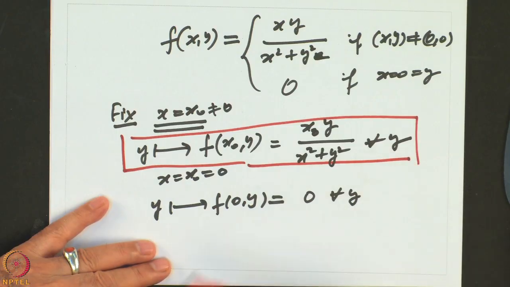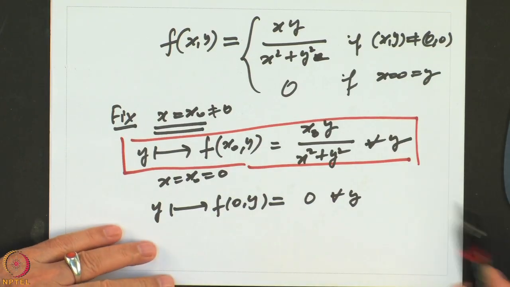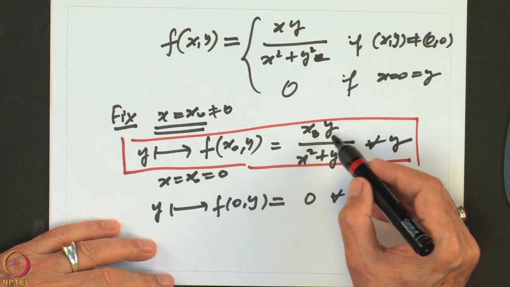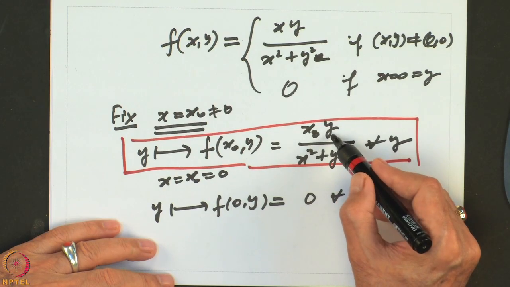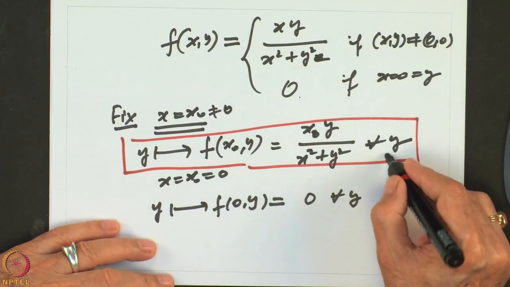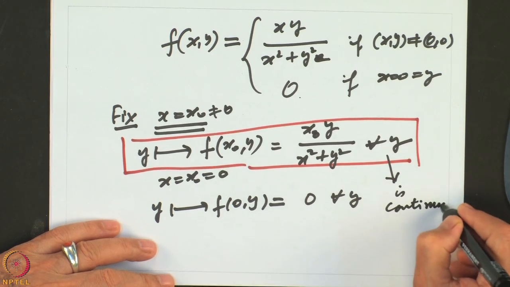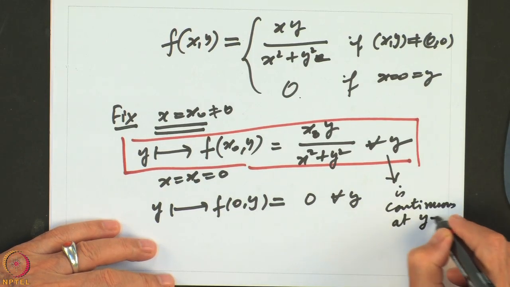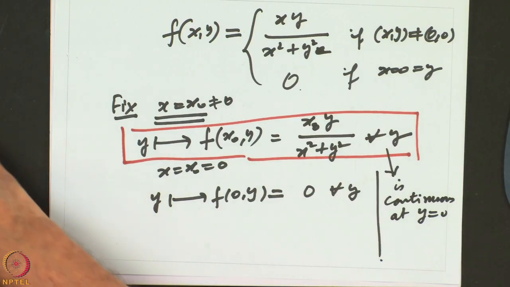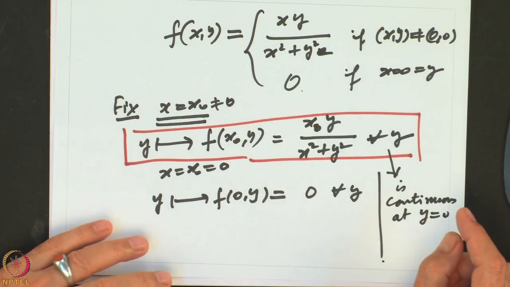We can ask the question, this as a function of y, is it continuous at the point y equal to 0? So, that means what? If we let y go to 0, what will happen? By the limit rules, whatever be x naught, y goes to 0. So, numerator goes to 0. So, this goes to 0 and the value at 0 is 0. So, this as a function of y is continuous at y equal to 0.